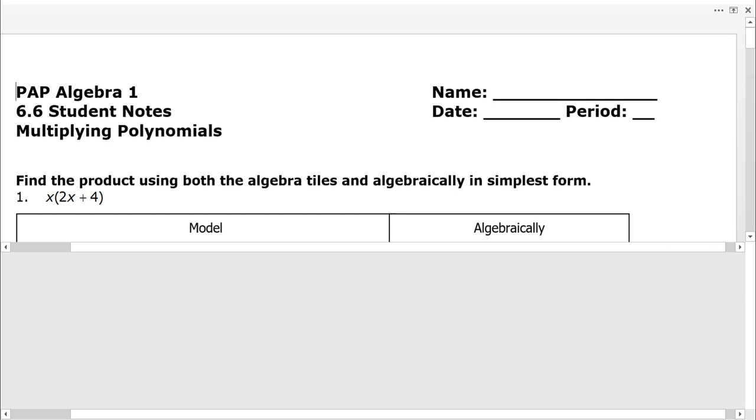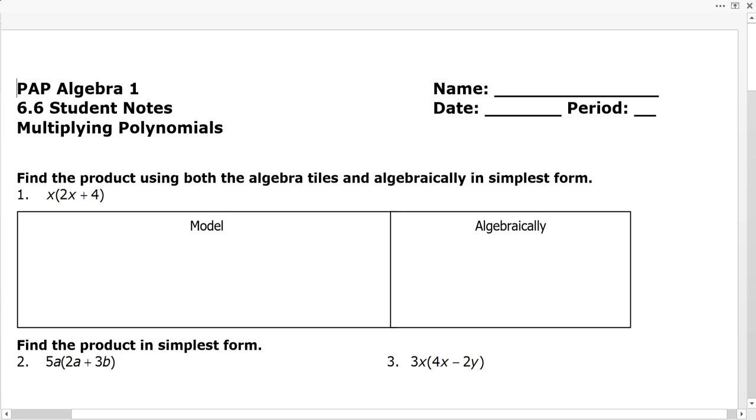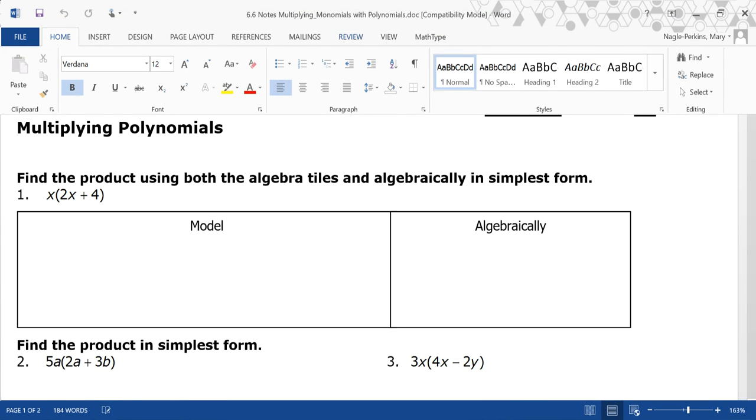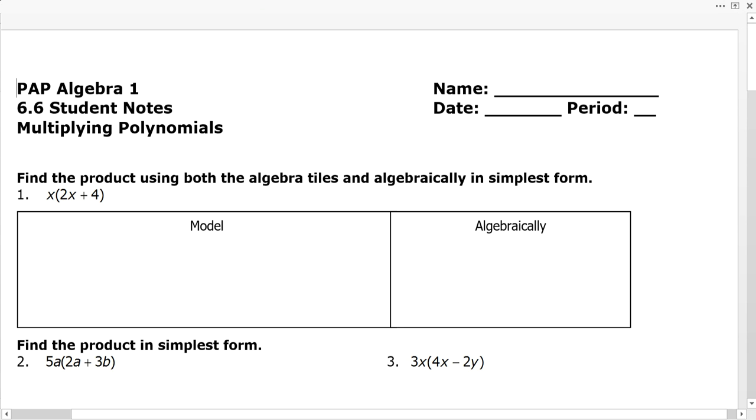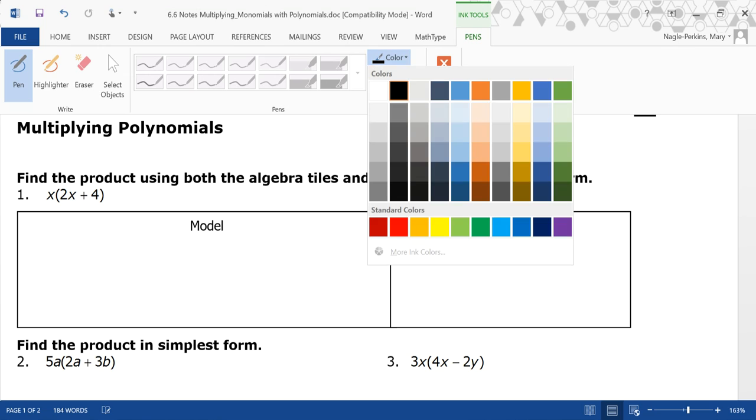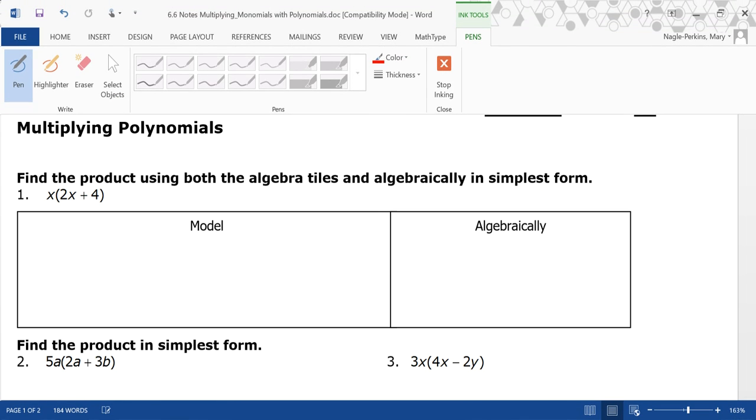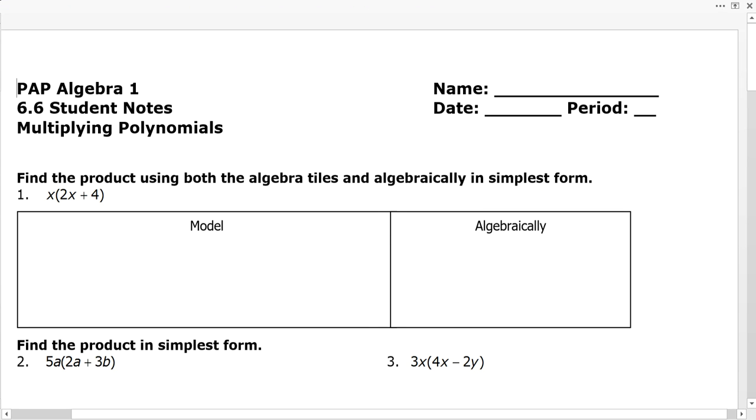Alrighty, video time. Multiplying polynomials should not be hard. We'll find out though. Alrighty, let me get my little pen. I think I shall use, I need new colors. These are boring. Red. Want it to be thin.